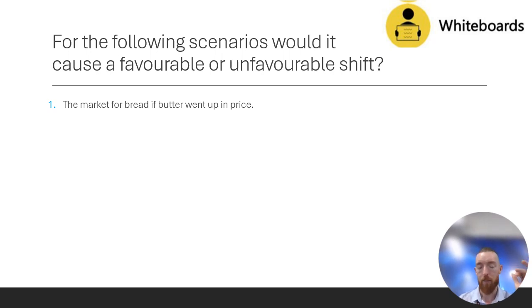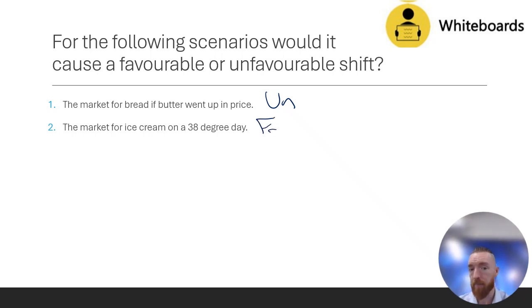The market for bread if butter went up in price. We said before, these are complementary items. What would happen there? So butter has gone up in price. That is going to be an unfavorable shift in the market for bread. The market for ice cream on a 38-degree day. If it is hot, what are you going to do? It's going to cause a favorable shift because you want more ice cream. It's going to be refreshing.